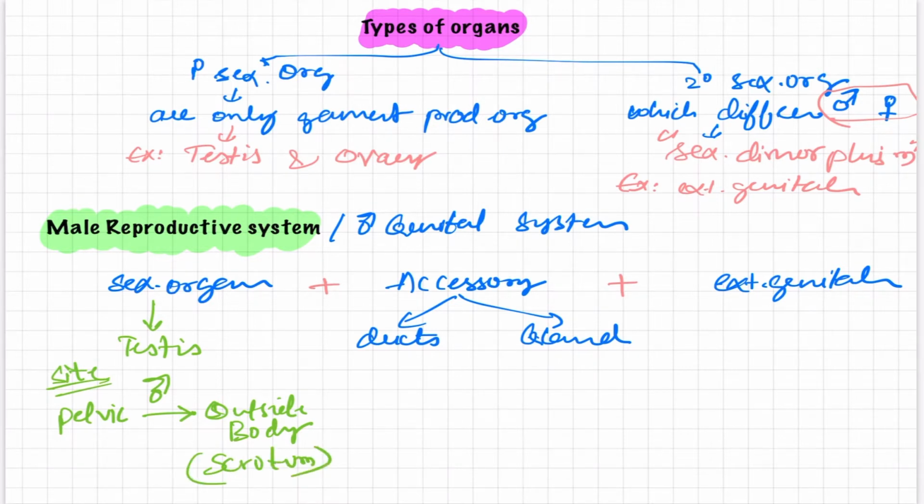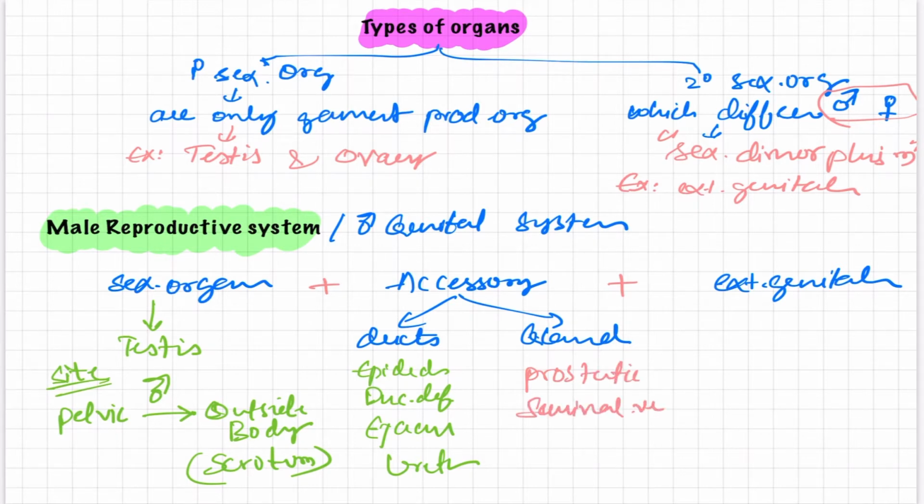Now let us know what the accessory ducts are. We all know that starting from the epididymis, the ductus deferens, and then the ejaculatory duct, all these come under ducts. And what are the glands? Glands can be the prostatic gland, the seminal vesicle, and another gland is also added, that is the bulbourethral gland, whose secretion is very negligible in the semen. So all these are the accessory structures. Now what are the external genitalia? In the case of males, that is the penis and scrotum. So these are all the components of the reproductive system.